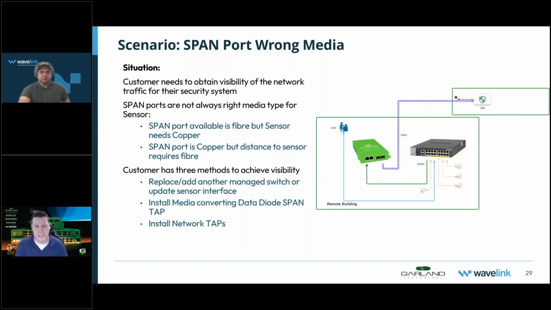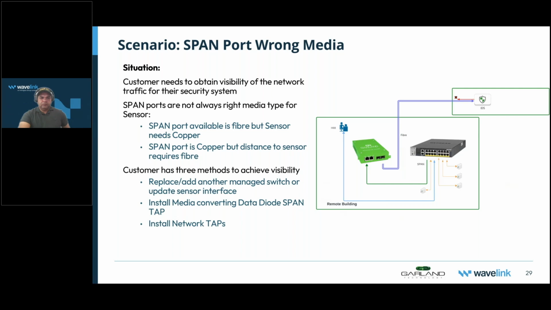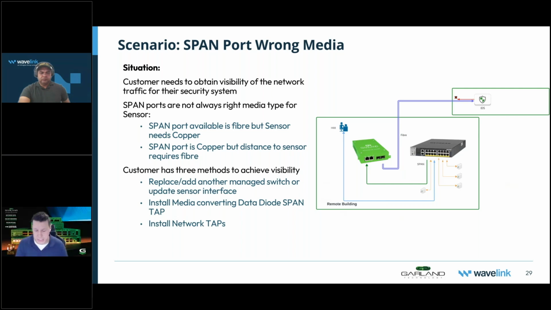Probably the reverse of this is interesting as well. We do see scenarios where the security sensor might only support 1 gig or might only have a 1 gig port. So what we're able to do here is aggregate traffic and then load balance it out to multiple sensors at the head end.